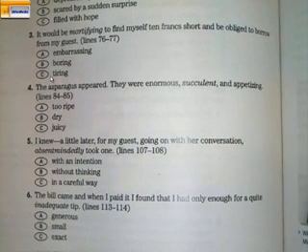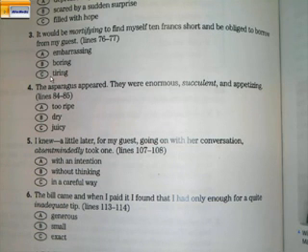The bill came, and when I paid it, I found that I had only enough for a quite inadequate tip. Adequate means very precise. If we add the prefix in, inadequate, it means it's not exact, it's not generous enough. So inadequate tip, it means generous. But inadequate in this context means generous, because, as I said, adequate means exact, inadequate means not exact.